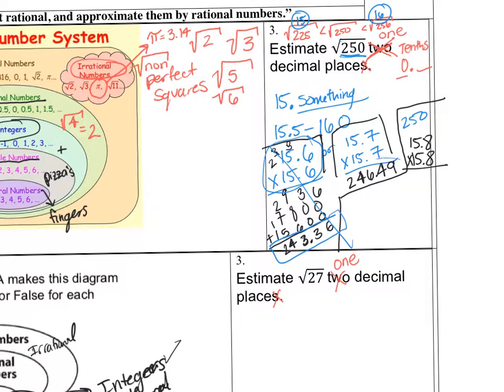15.7 times 15.7 is also too small. It's 246.49. That's too small. So I'm going to try 15.8 times 15.8. Go ahead and do that on your own, and let's see what you get. So if you'd have done it correctly, you would have gotten 249.64, which I think is as close as we can get to the square root of 250. So your answer would be the square root of 250 is approximately, remember that squiggly equal sign, 15.8.